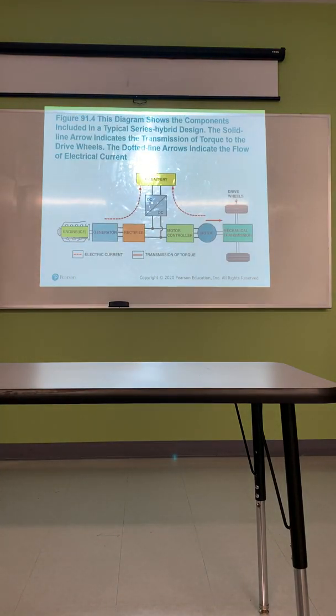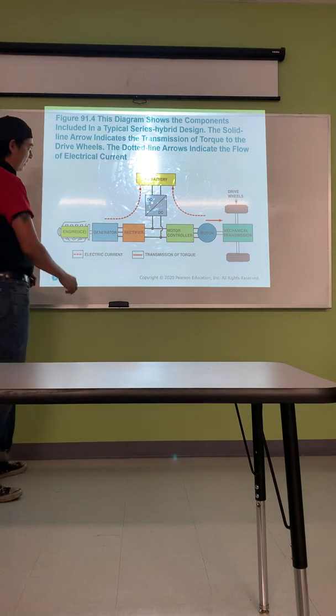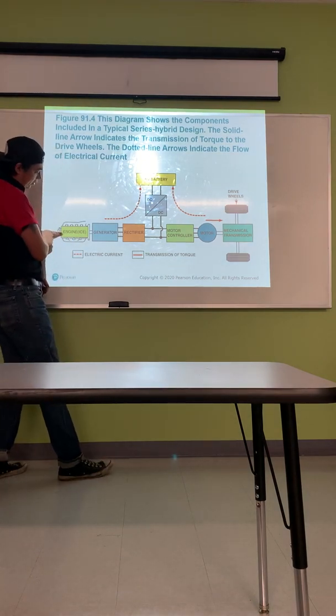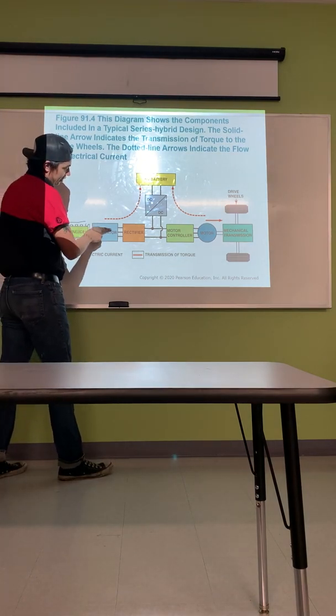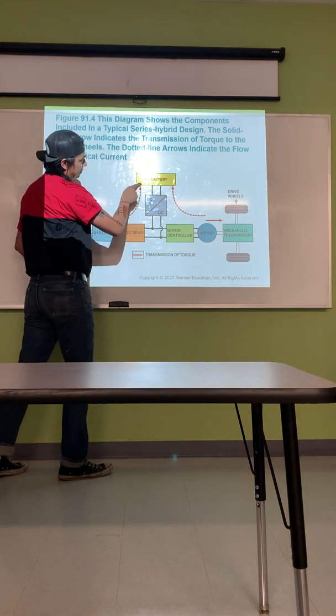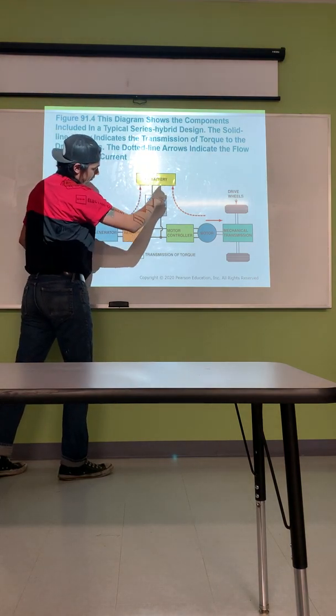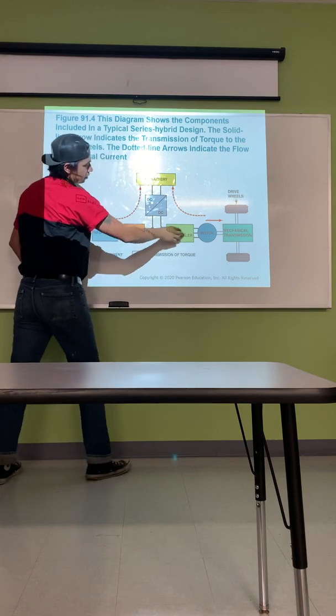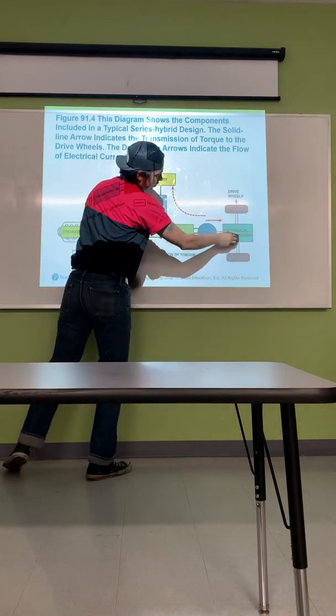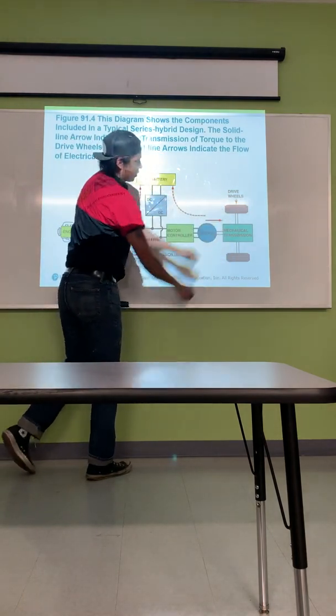This diagram shows components including a typical series hybrid design. The solid line arrow indicates the transmission of torque to the drive wheels. The dotted line arrows indicate the flow of electric current. So I don't know if you guys can see it too well. So you have electric current, you've got the internal combustion engine powering the generator, right? The electric current goes in, and then comes out, goes through the motor controller to the motor, which then goes to a mechanical transmission, which then goes to the drive wheels.